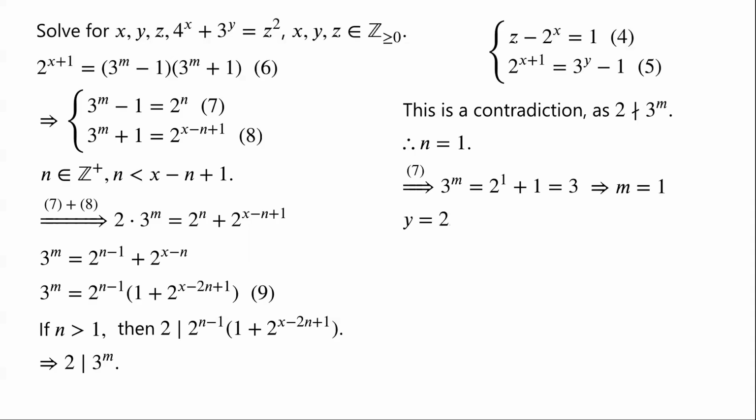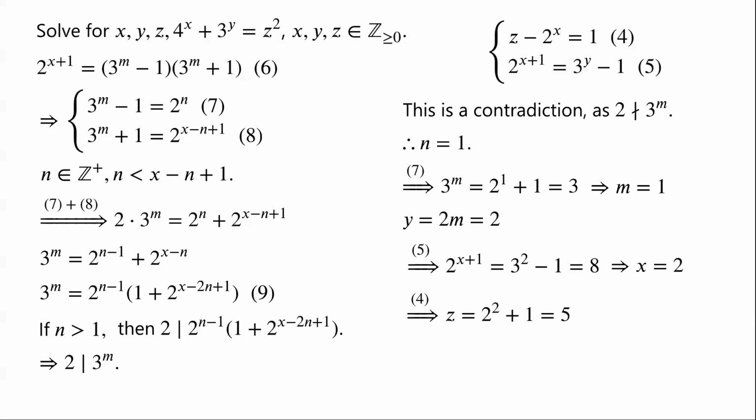We know that y equals 2m, so y equals 2. From equation 5, we have 2 to the power of x plus 1 equals 3 squared minus 1, which is 8. So x plus 1 equals 3, which means x equals 2. From equation 4, we have z equals 2 squared plus 1, which is 5. So z equals 5. Therefore, x equals 2, y equals 2, and z equals 5. It's easy to verify that this is also a solution of the original equation. So there are two sets of solutions.